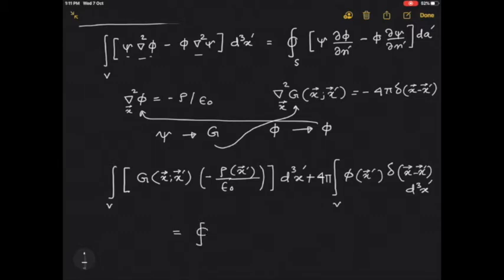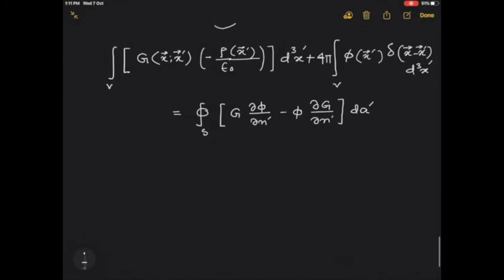What happens to the right hand side is rather simpler. I get psi, which is g. I can write just g over here. So g del phi del n prime minus phi del g del n prime, right?